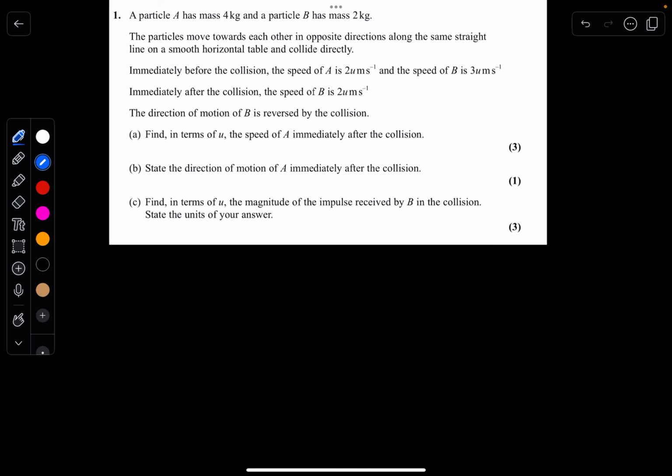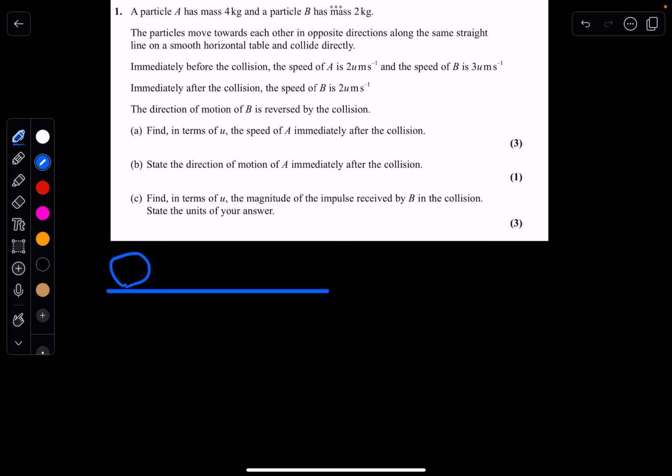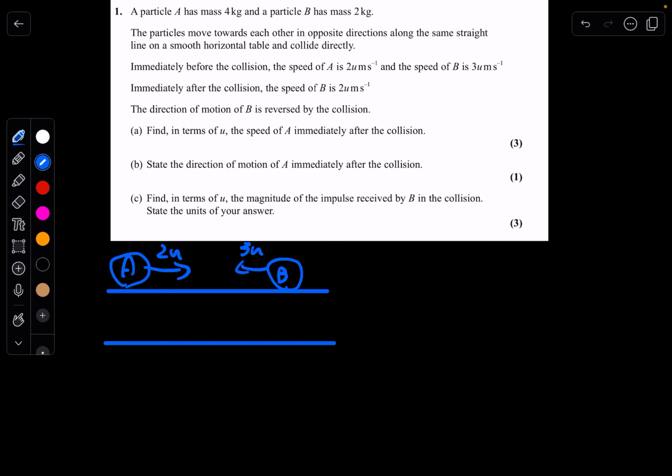A particle A has mass 4 kg and a particle B has mass 2 kg, and they move in opposite directions along the same straight line. For these kind of problems, I recommend drawing them out. It's easier to visualize, I would say. Before the collision, the speed of A is 2u and the speed of B is 3u. And then immediately after collision, the direction of motion of B is reversed.